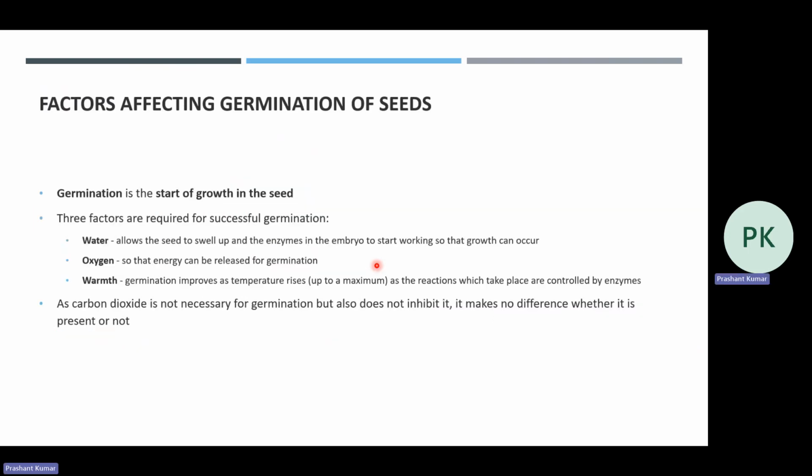Factors affecting germination of seeds. There are three factors which control the process of germination: water, oxygen, and temperature. Temperature should be optimum so that enzymes can work. Oxygen helps in respiration to produce energy, and this energy is used for germination. Of course, water provides the medium for the reactions. CO2 is not necessary for germination, but it also does not inhibit it. It makes no difference whether it is there or not.